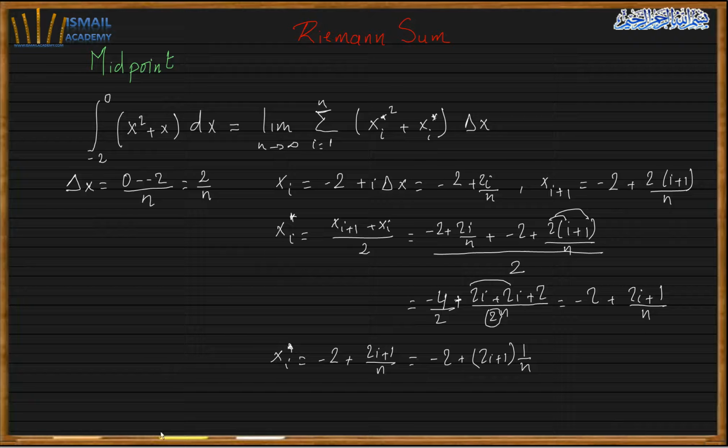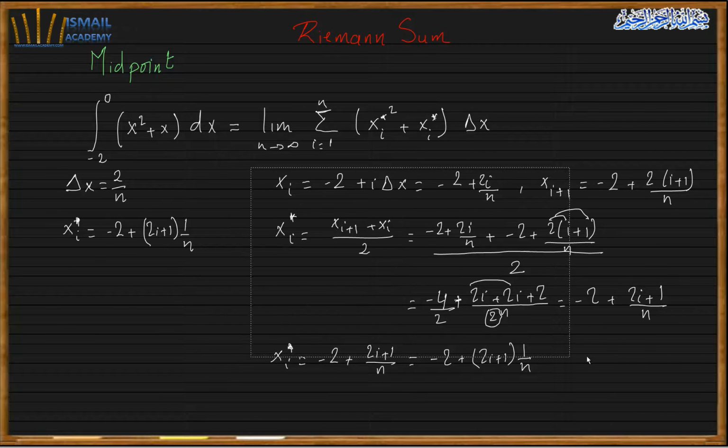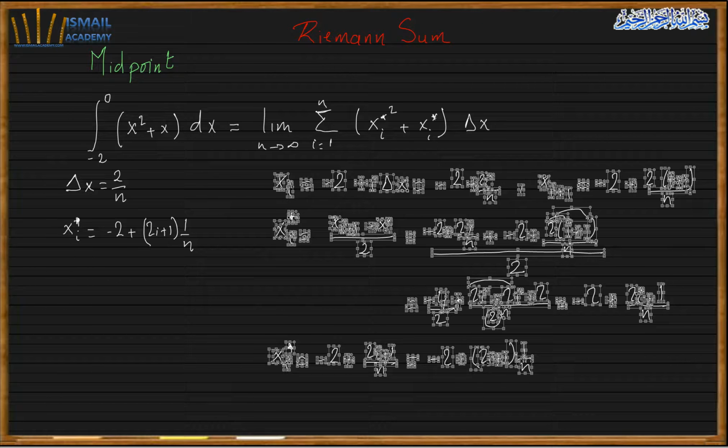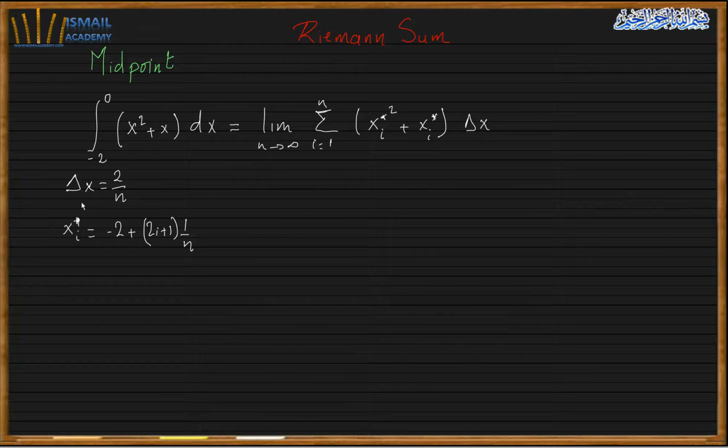So let's organize my table here. So I'm gonna erase this, put only 2 over n here, so this I know is my delta x, and I put my x star i, which is minus 2 plus (2i plus 1) over n. So I can erase this part, I don't need it anymore. Alright, now let me substitute this into my limit.